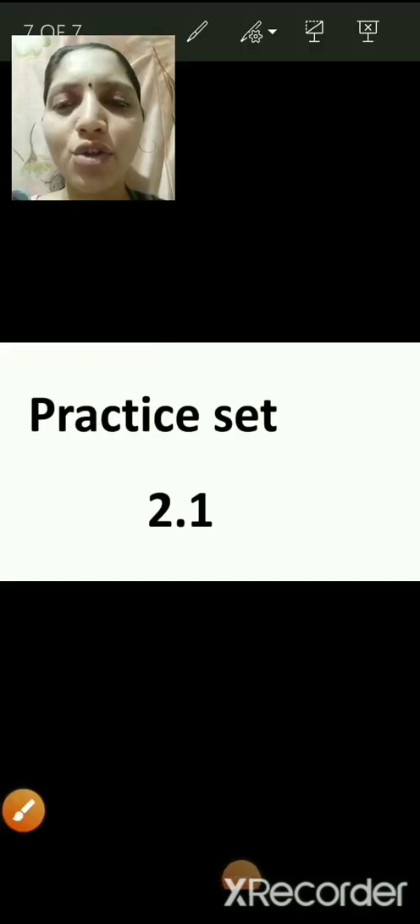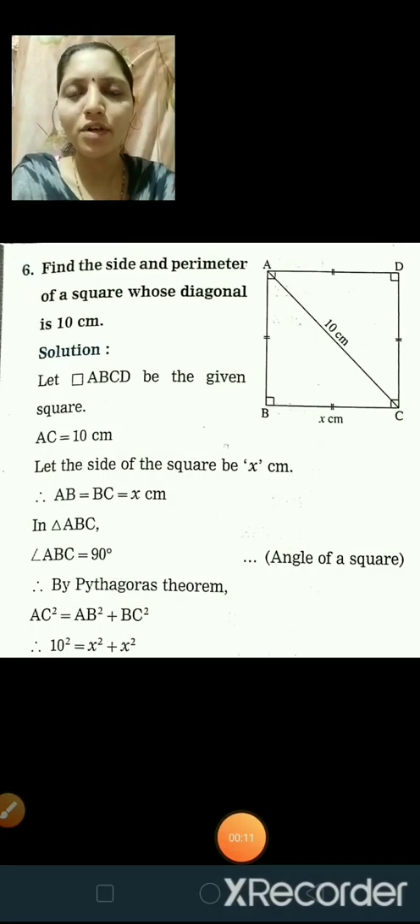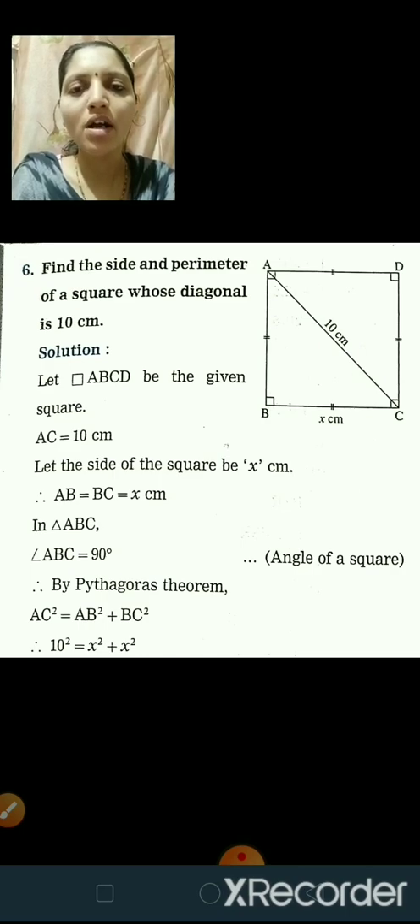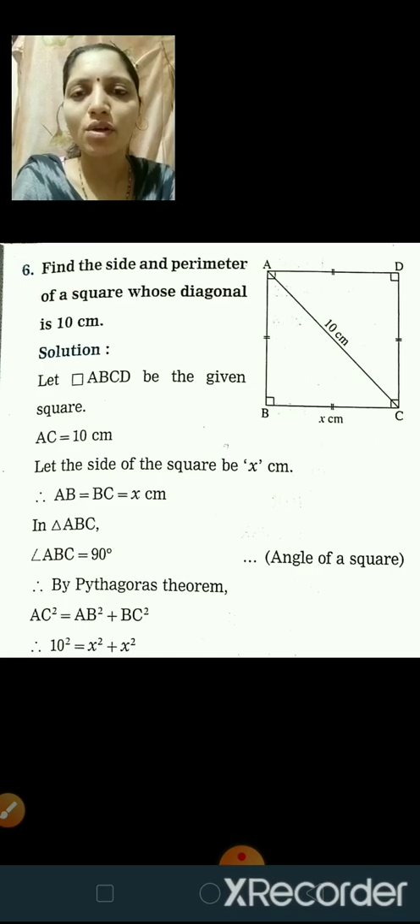Let's try to use this Pythagoras theorem and its converse to solve some problems from practice set 2.1. The first 5 problems we have solved in the previous session. Now we are going to solve the 6th problem. Find the side and perimeter of a square whose diagonal is 10 cm. Here one square is given to you and you have to find the side and perimeter of the square, and the diagonal is given to you. So let's start with the solution.